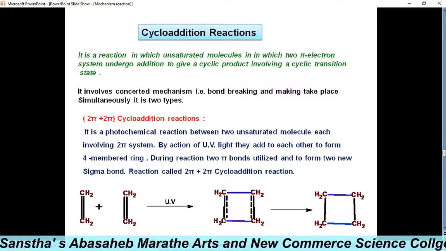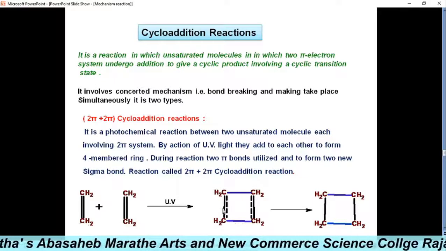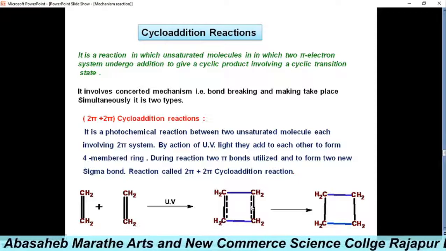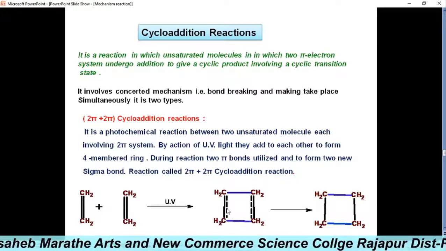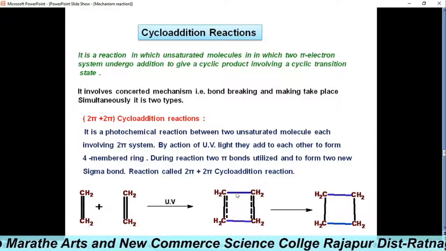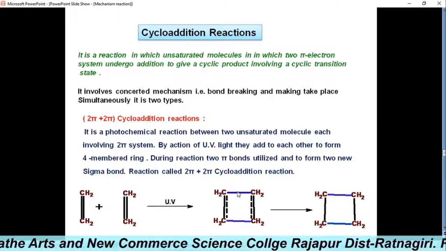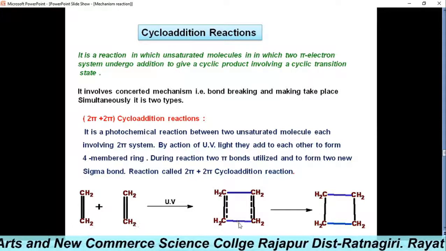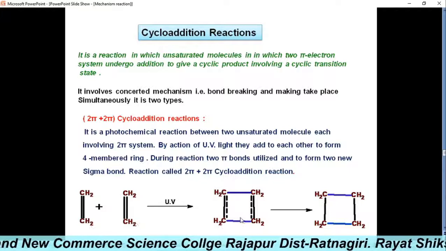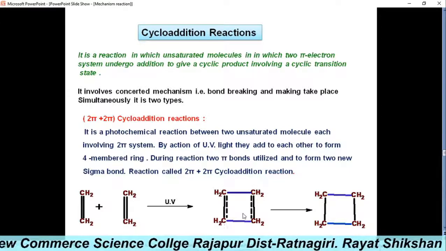This is one pi bond. This is another pi bond. These two pi bonds are utilized to form two sigma bonds. This is one sigma bond and this is another sigma bond in the product.